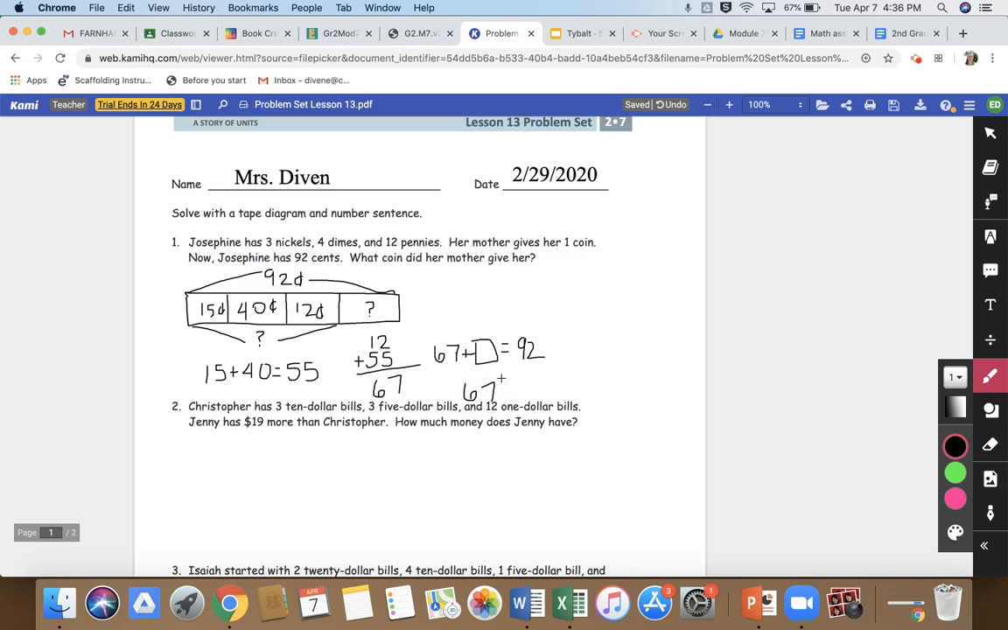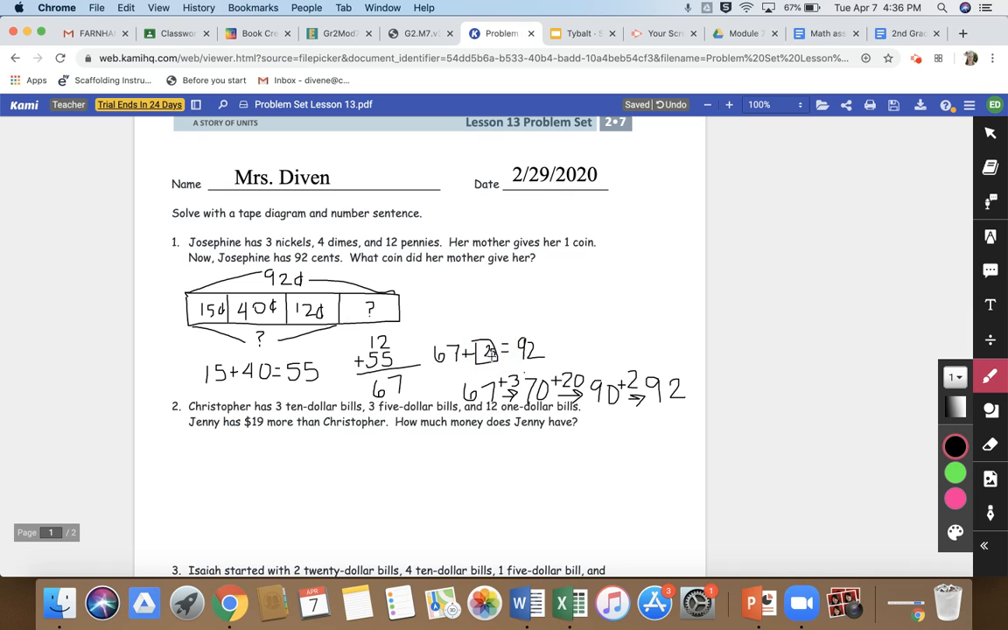So we've got 67. I'm going to add 3 to my 67 to get me up to 70. And then once I'm at 70, I can add 20 more to get me up to 90. And then plus 2 more, because that's the 2 more to get us to 92. Okay, so then I just look at what I added here. 20 plus 3 plus 2 gives me 25.